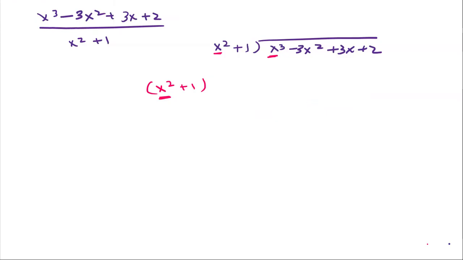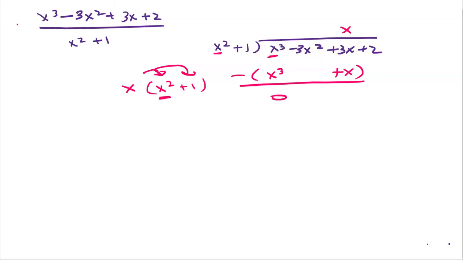All right, so I'm going to multiply this by x, okay? And then I'll put my x here, and then I just distribute. So that gives me x cubed plus x. And then I subtract the whole thing. So x cubed minus x cubed is 0. Minus 3x squared, well, there's nothing here, so that's just still minus 3x squared. And then 3x minus x is a positive 2x. And then I bring down the 2. So that will be a plus 2.